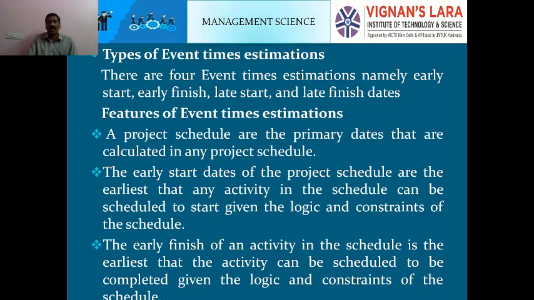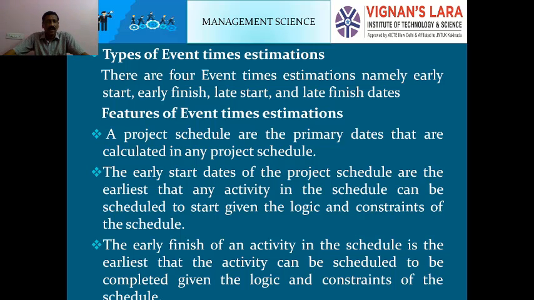Primary dates mean the date on which work will start. Each and every activity has a primary date. The primary dates are calculated and fixed in the total project schedule.